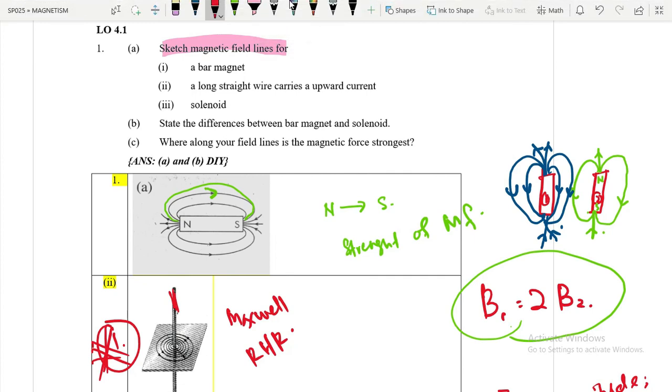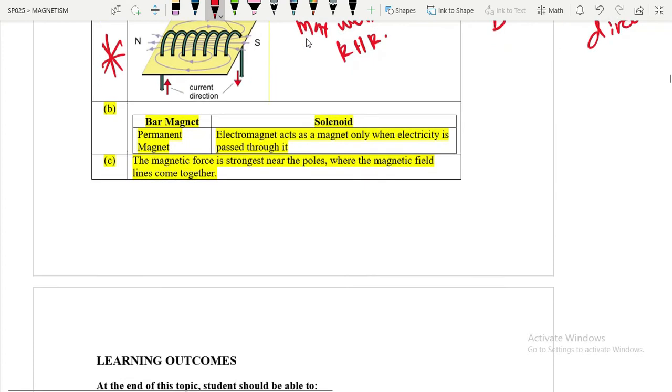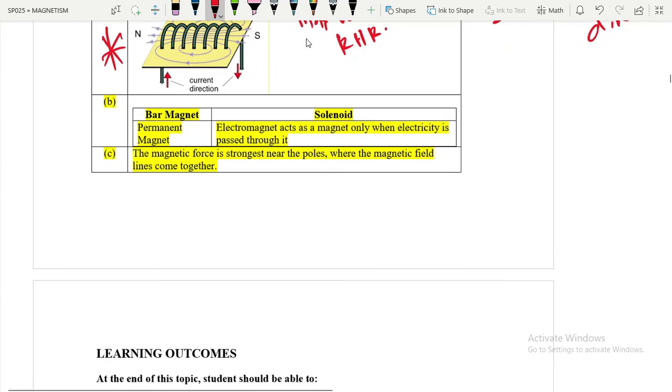Okay, we state the difference between bar magnet and solenoid. Okay, what's the difference between bar magnet? So definitely lah, senang sajalah. Kau tengok, bar magnet is a permanent magnet. The difference between bar magnet and solenoid, bar magnet is a permanent magnet, whereby the solenoid is an electromagnet that acts on a magnet only when the electricity is passed through it. Okay.